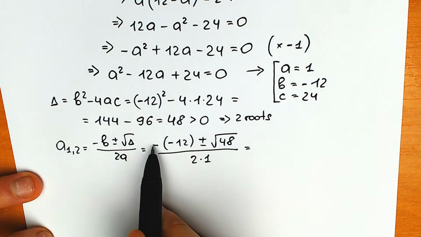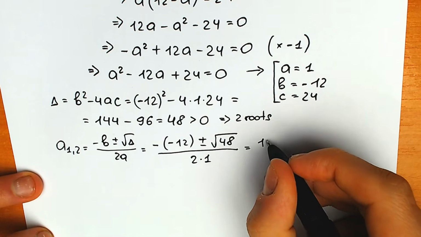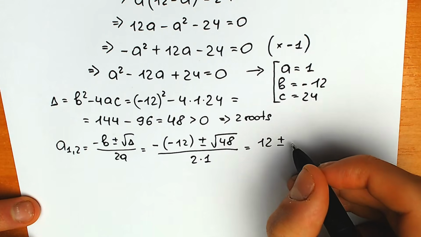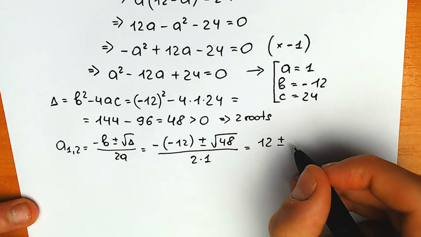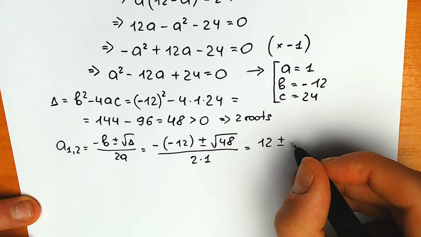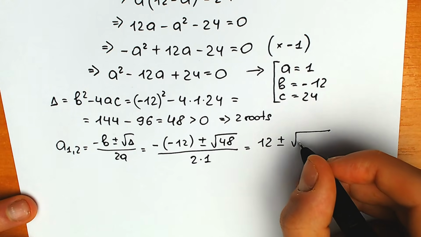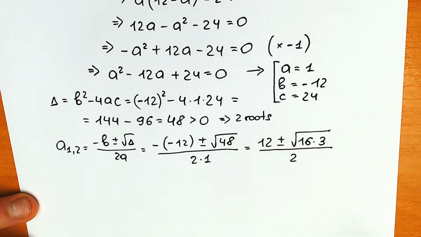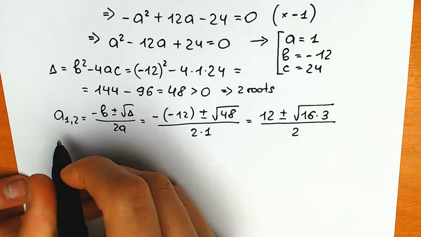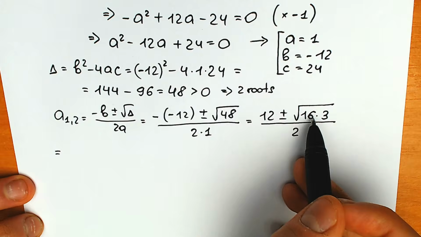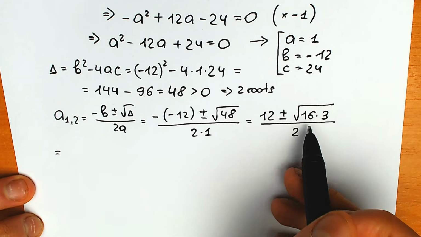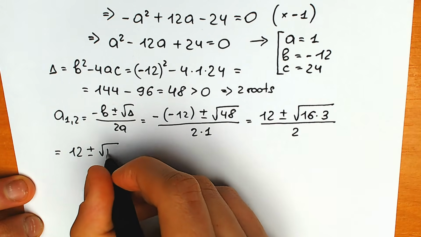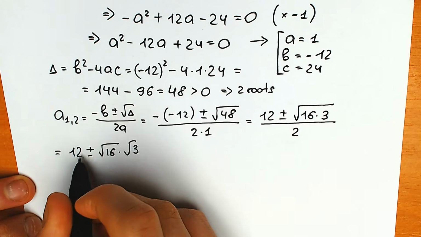Okay, so let's simplify it. Minus minus 12 equals 12, plus minus square root of 48. How can we express this 48? We can express it as 16 times 3, of course, or as 24 times 2, but my quick recommendation is to express it as 16 times 3, all over 2. And why do we express it as 16 times 3? Because right now we can easily write it not as a square root of a product, but as a product of two square roots. So 12 plus minus square root of 16 times square root of 3, all over 2.